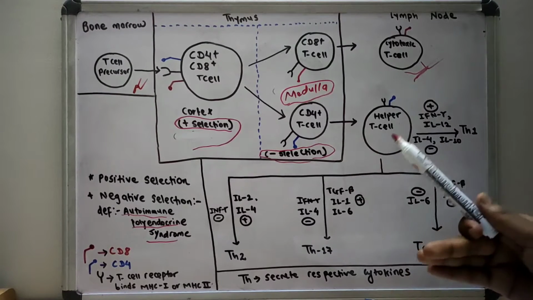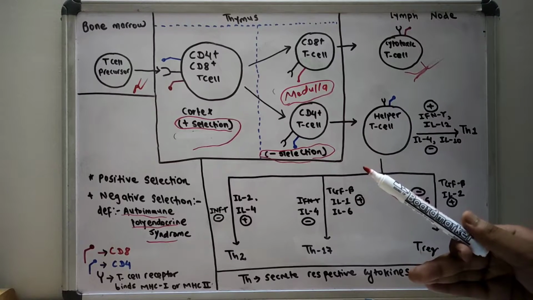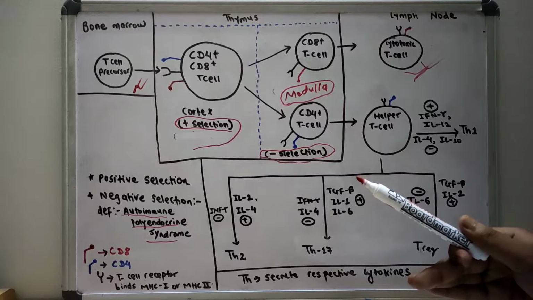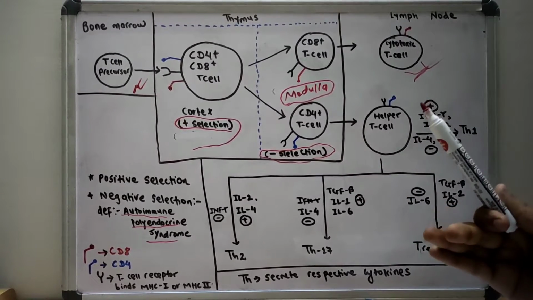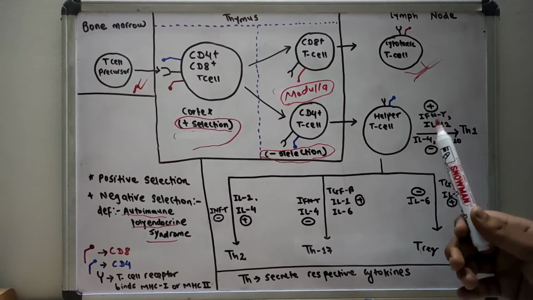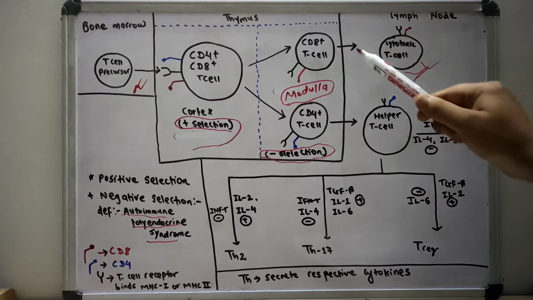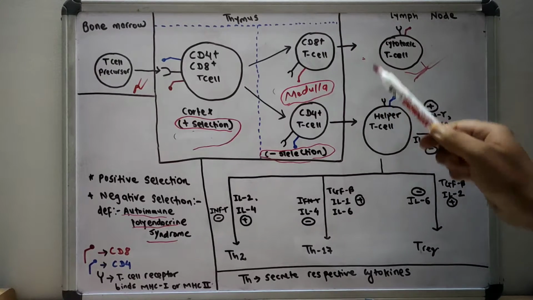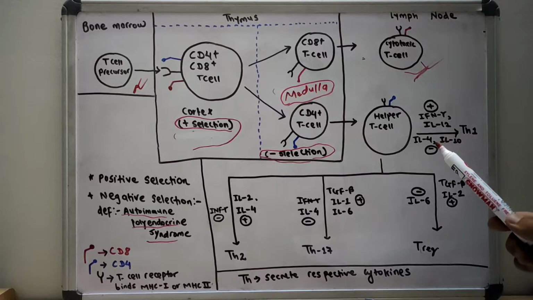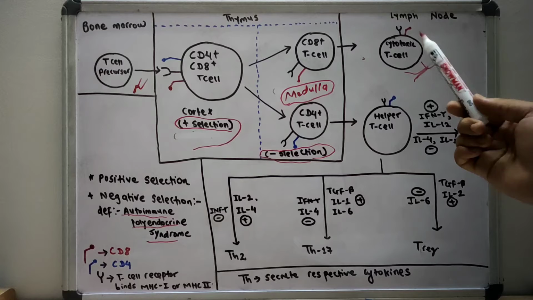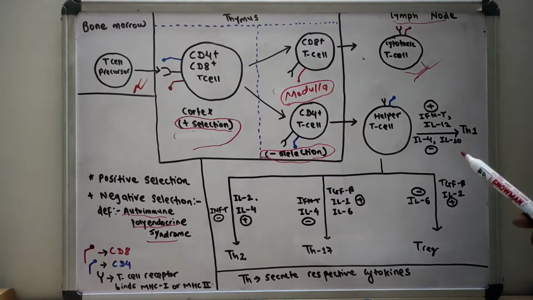So the cytotoxic T cell releases cytotoxic granules that contain proteins like perforin and granzyme B. The cytotoxic T cell has CD8, which binds to MHC1 on the virus-infected cell and induces apoptosis. So from CD8 T cells we have the cytotoxic T cell, and from the CD4 T cell we have the helper T cell. The differentiation of CD4 T cells to helper T cells also occurs in the lymph node.